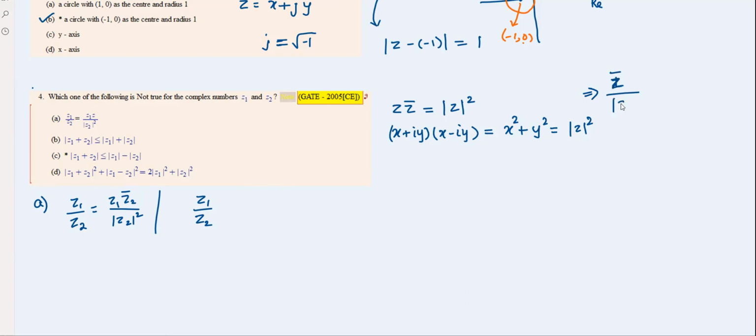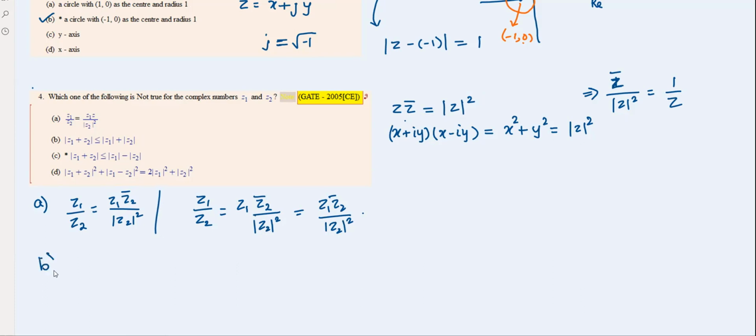So z bar over mod z square is 1 over z. I bring the right hand side term to the denominator on the left, and this z to the denominator on the right. So what I get is 1 by z is z bar by mod z square. So I get this as z1 into z2 bar by mod z2 square. This will be the first one.